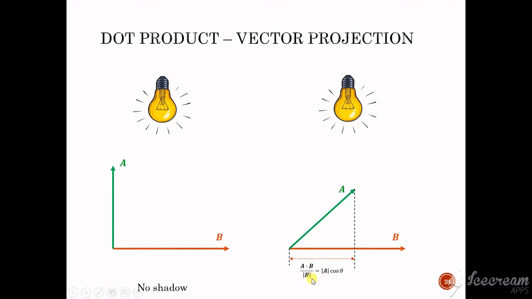So this equation over here will give you this length over here. Okay, so you can also use the equation of the dot product to find the vector projection.